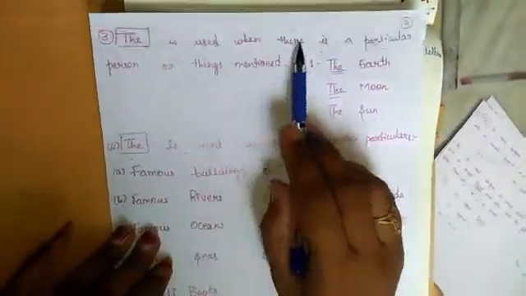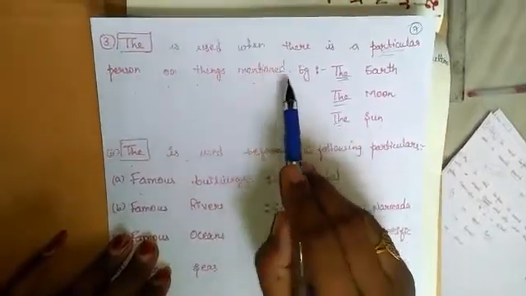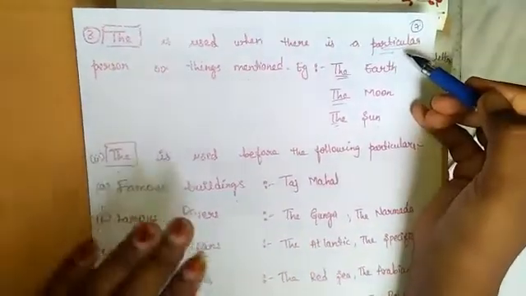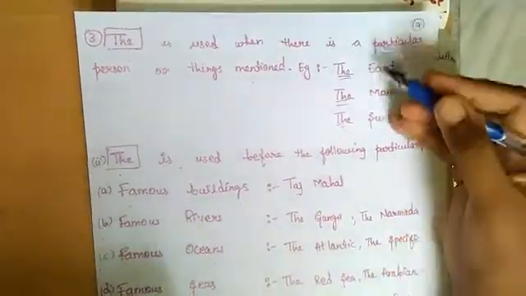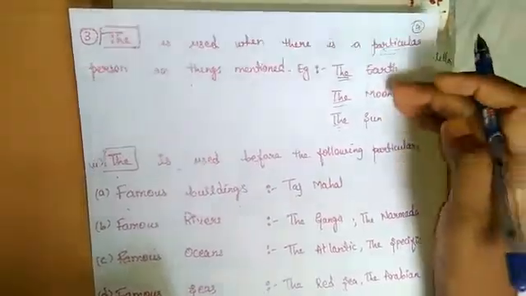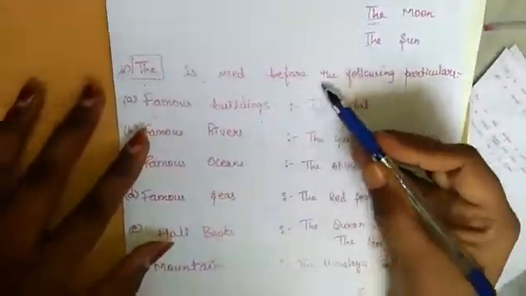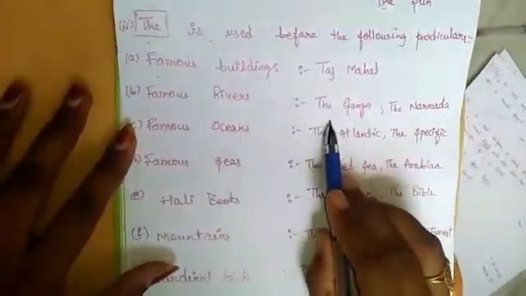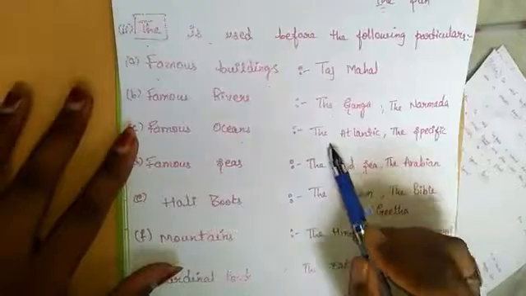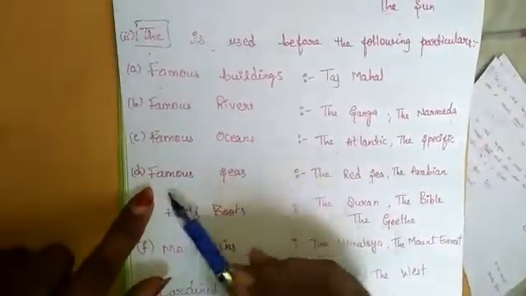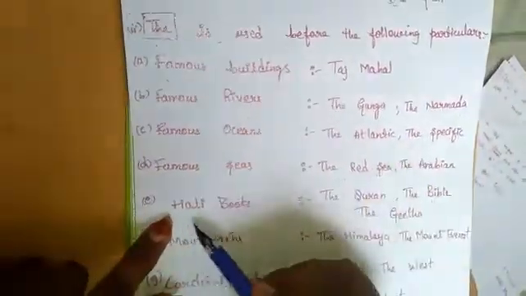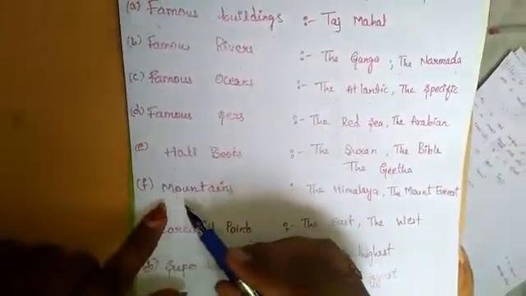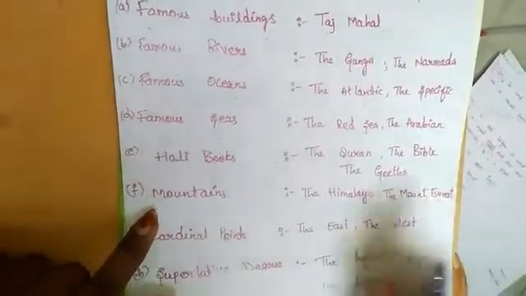So after that, our last but not the least comes here, the. The is used when there is a particular person or a thing mentioned. So whenever there is a special, particular, any famous things are there, there we have to use the. So the earth, the moon, the sun, these are the examples. The is used before the following particulars also. You can see famous buildings, the Taj Mahal, famous rivers, the Ganga, the Narmada, famous oceans, the Atlantic Ocean, the Pacific Ocean, and others, famous seas, the Red Sea, the Arabian Sea, and also holy books, the Quran, the Bible, the Gita, etc. Then mountains. What are those famous mountains? The Himalaya, the Mount Everest.